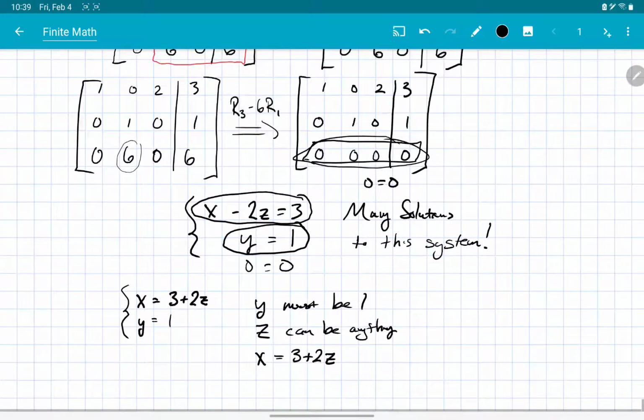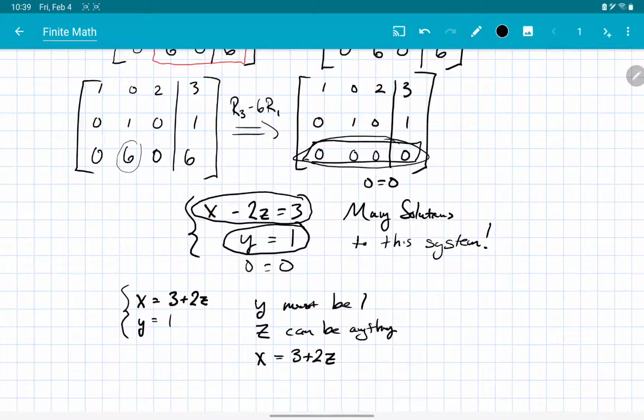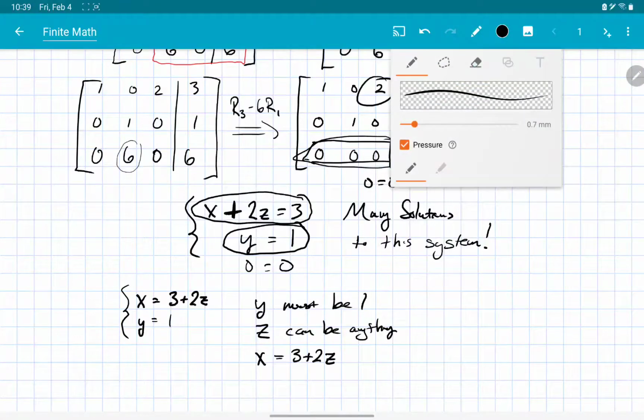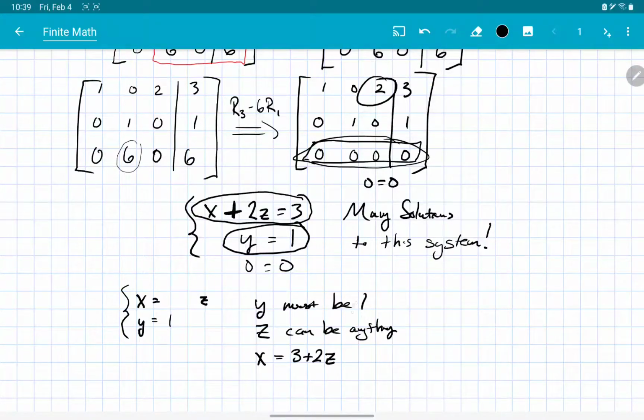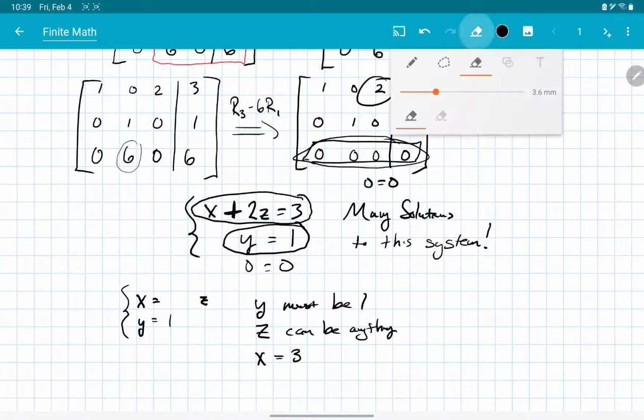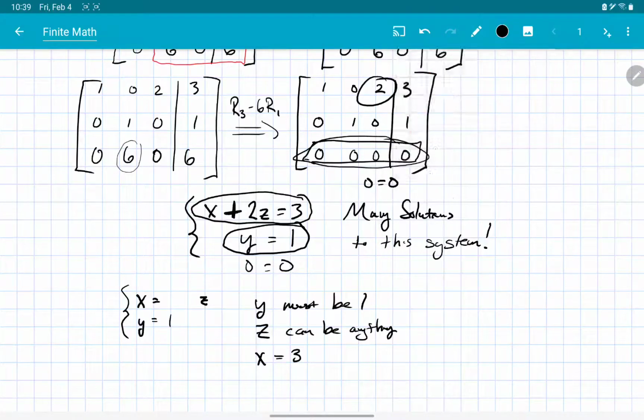Did I do something? Oh, I'm sorry. Okay. This should have been a plus, right? This is a positive 2. And so some of these should turn into minuses. Okay, I messed up in copying down that equation.